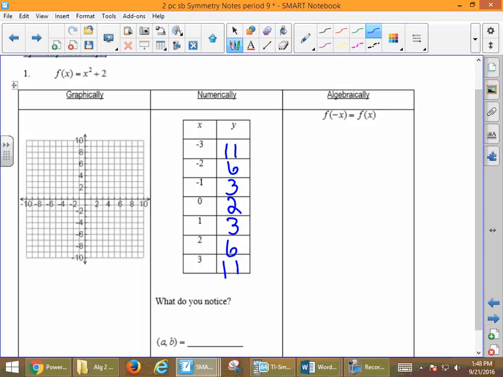We can graph this on the coordinate plane, although not all the points are going to fit on there. But we get negative 2, 6, negative 1, 3, 0, 2, positive 1, 3, positive 2, 6, and there is a picture of our quadratic there. This is a quadratic.